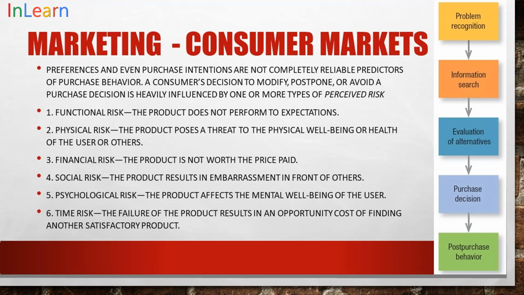2. Physical risk: the product poses a threat to the physical well-being or health of the user or others. 3. Financial risk: the product is not worth the price paid. 4. Social risk: the product results in embarrassment in front of others. 5. Psychological risk: the product affects the mental well-being of the user. 6. Time risk: the failure of the product results in an opportunity cost of finding another satisfactory product.